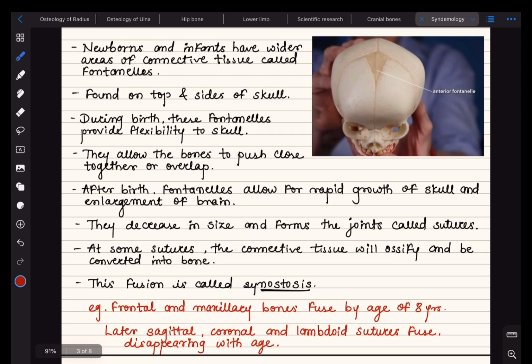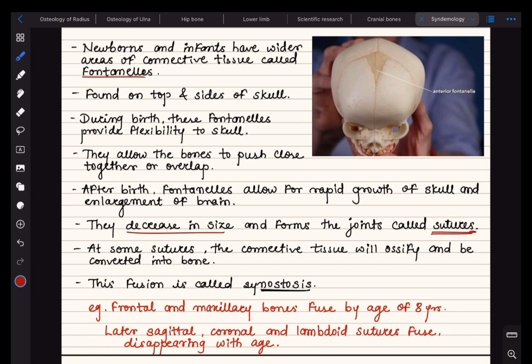In newborns and infants, these sutures are wider in areas and are called fontanelles. They are found on top and sides of the skull. During birth, these fontanelles provide flexibility to the skull. They allow the bones to push closer or to overlap each other. So after birth, these fontanelles allow for rapid growth of skull and enlargement of the brain. They decrease in size and form the joints called sutures.